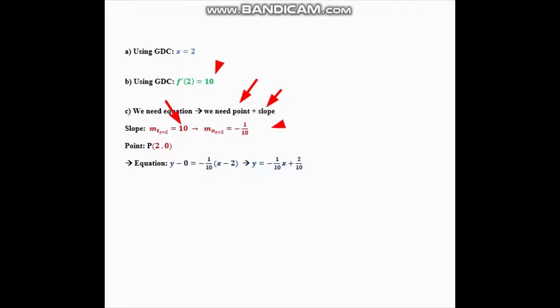So in simpler terms, you shall simply switch the sign and flip. So 10 becomes 1 over 10 and it becomes negative. This is the slope of the normal line at x equals 2. So what is the y value when x equals 2? This was obvious from the graph. Since this is the x-intercept, the y value shall be 0. Let's take a look.